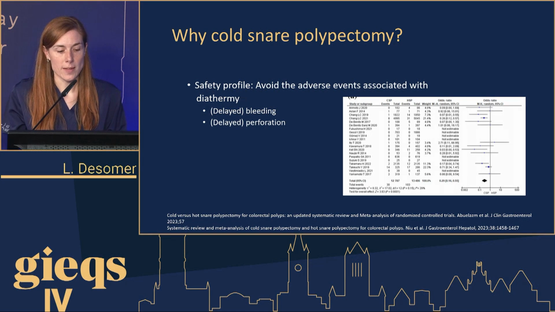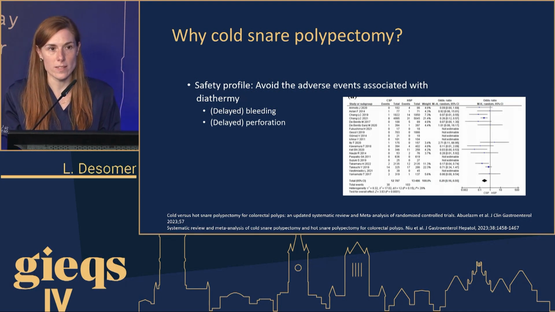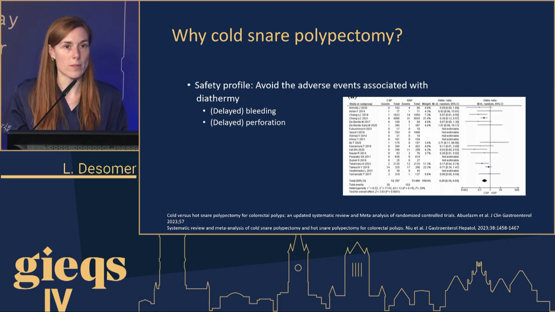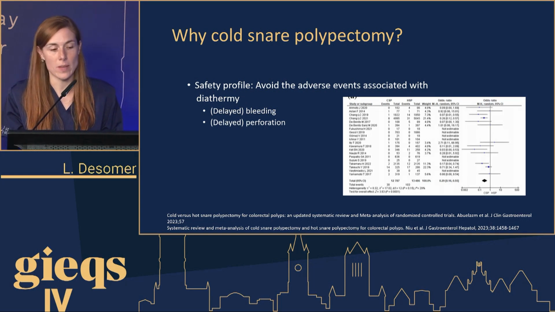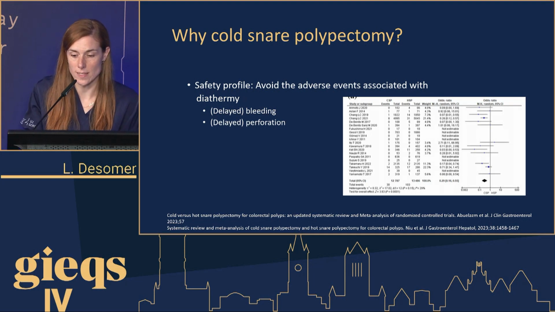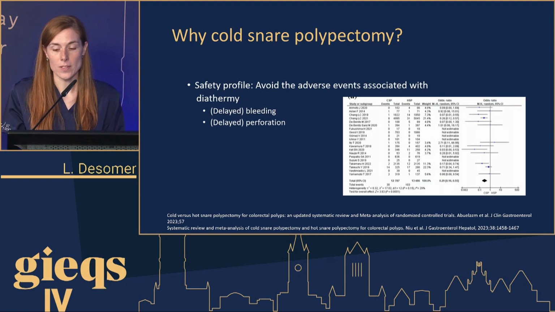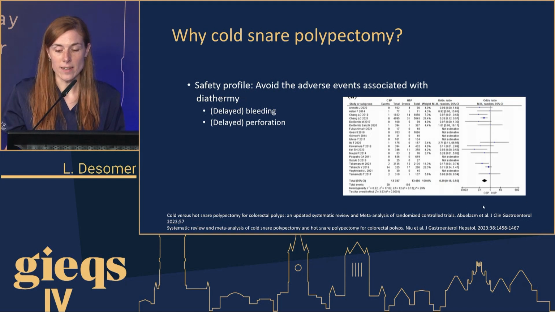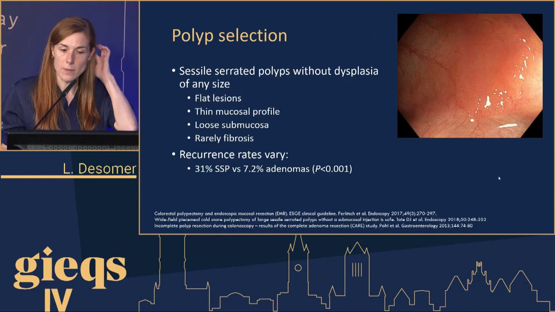Why would we do cold snare polypectomy? Because it's safe. We avoid the adverse events associated with diathermy, delayed bleeding, and perforation being the main ones, the ones where we will put our patient into trouble. They'll have to be admitted, maybe have a repeat procedure, in the worst case scenario, surgery. So what you can see, this meta-analysis nicely shows the benefit for safety of cold snare polypectomy over hot snare polypectomy.